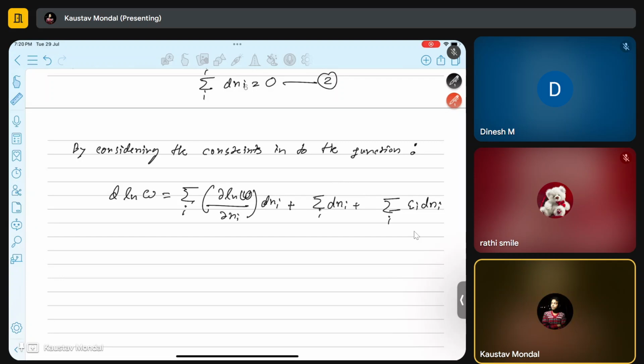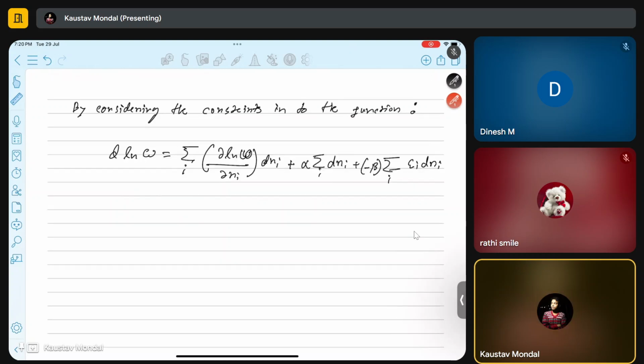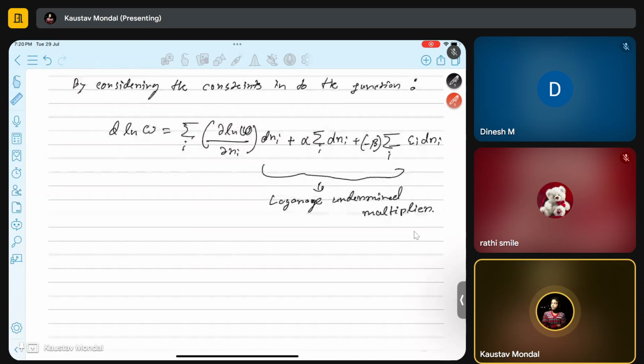Okay, so now in front of the constraints, we have to multiply some factors. These are basically called multipliers. In this case it will be alpha, and in this case it will be minus beta. This method is actually known as the Lagrange undetermined multiplier method, and alpha and beta are the multipliers. The values of alpha and beta also have to be calculated, which we will do later on. First let us write the equations.